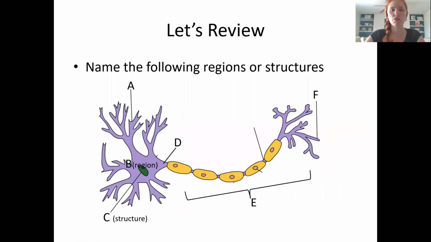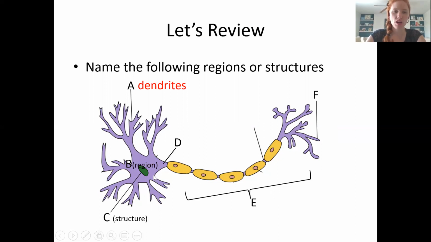Okay, so let's try to review. What I would like to encourage you to do right now is to go ahead and press pause, and then go ahead and see if you can do this. I'm going to give you a second to do that. Okay, so here we have the shorter processes, or shorter little things that stick out off of the cell body. Those are called the dendrites.